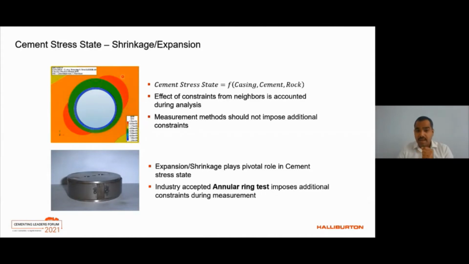However, the angular ring test, which is recommended by the API, is known to provide additional constraints during the measurement process. If those constraints are not discounted for, there is a risk that the effect of shrinkage or expansion on the cement stress state is either over penalized or under penalized depending on the circumstance. Let me explain a bit more what I mean by the additional constraints coming from measurement.